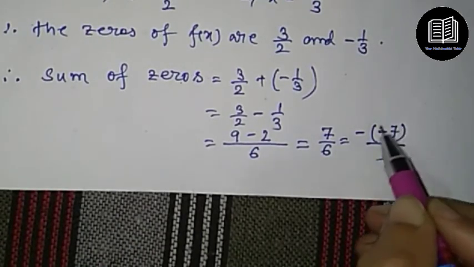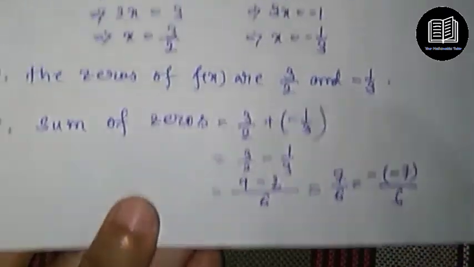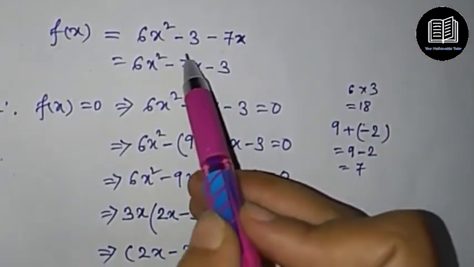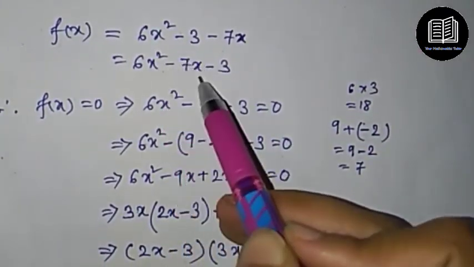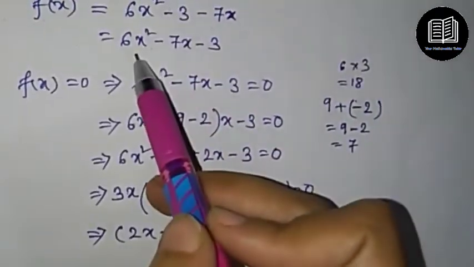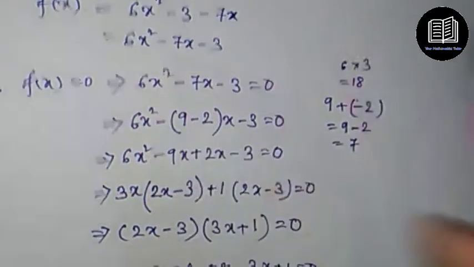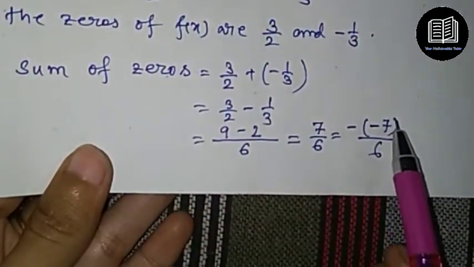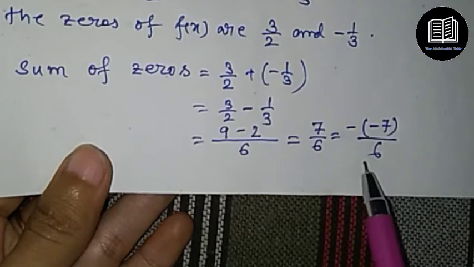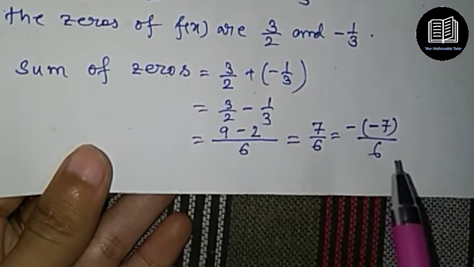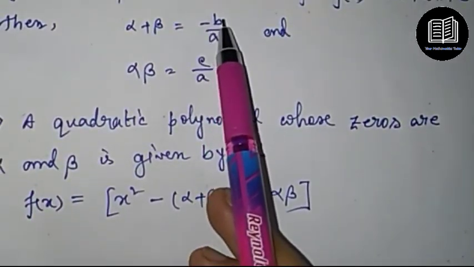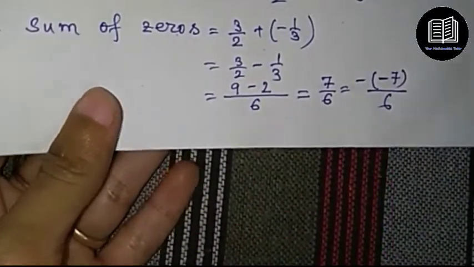So here minus 7 means, see the polynomial, minus 7 means the coefficient of x. Correct? And 6 means the coefficient of x square. That is minus of coefficient of x by coefficient of x square, which is our derived result. Right? See, coefficient of x by coefficient of x square. So the result is verified.